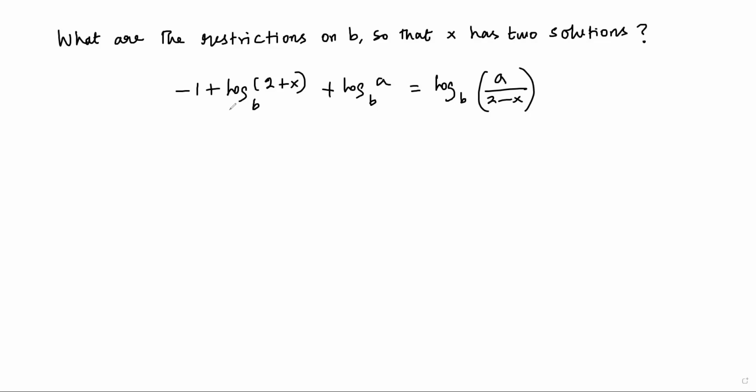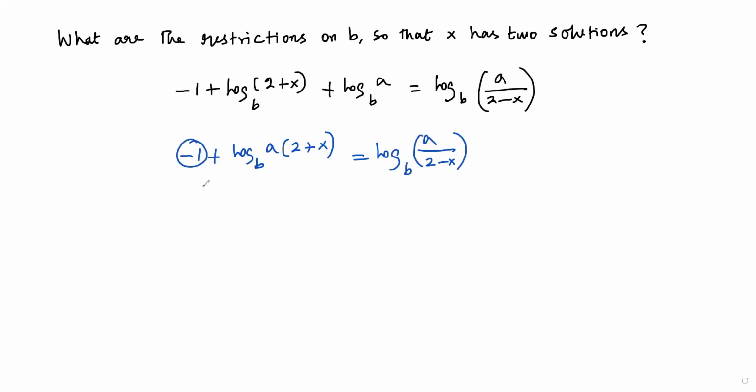Here on the left side of the equation, we have addition of two logarithms with the same base b. So here we can use the product rule of logarithm. Whenever two logarithms are in addition with the same base, we can write the logarithm once with the base we have, and multiply the arguments. So when I multiply a and 2 plus x, it will be log of a times (2 plus x) to the base b, minus 1, is equal to log of a over (2 minus x) to the base b.